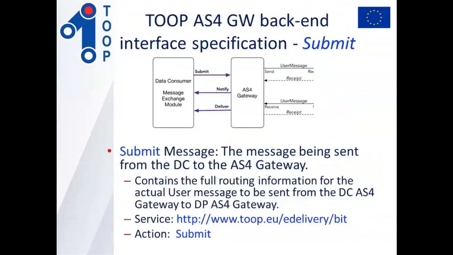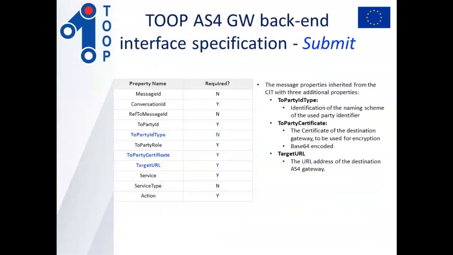The submit message, I'm not going to go into details because this gets highly technical, but let me skim through this. We have the submit message, which contains the full routing information and the service and the action. You can see it here. These are properties that you need to put as the message properties. So message ID, conversation ID, all those are P-mode properties that one must have in the P-mode in order to submit something.